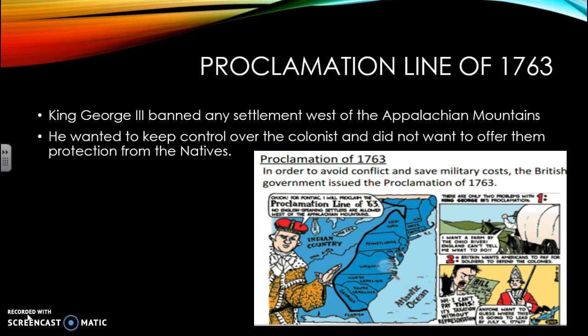One of the laws or restrictions that King George III put on the colonists after the French and Indian War was the Proclamation Line of 1763. King George III banned any settlement west of the Appalachian Mountains. He wanted to keep control over the colonists and didn't want to offer them protection from the natives. So the colonists got upset because they had just fought over all of this land right here, yet King George III said you cannot cross this proclamation line. You must stay in this area right here.